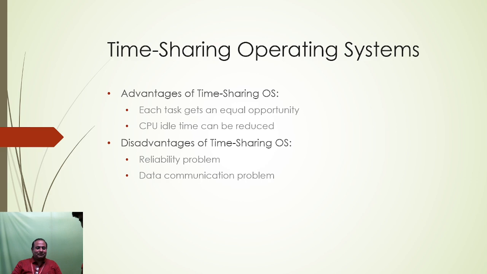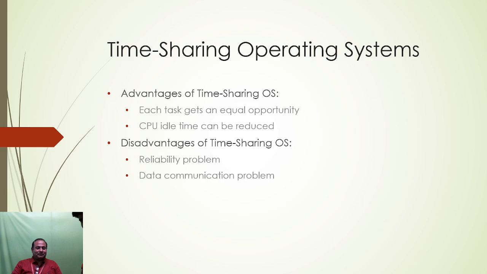And the main advantage of the time sharing operating system is that each task has an equal opportunity. For example, if it allocates 5 seconds to mail, and again 5 seconds to word, and again 5 seconds to gaming, each and every task gets an equal opportunity to run. And CPU idle time can be reduced, because all work is running equally.